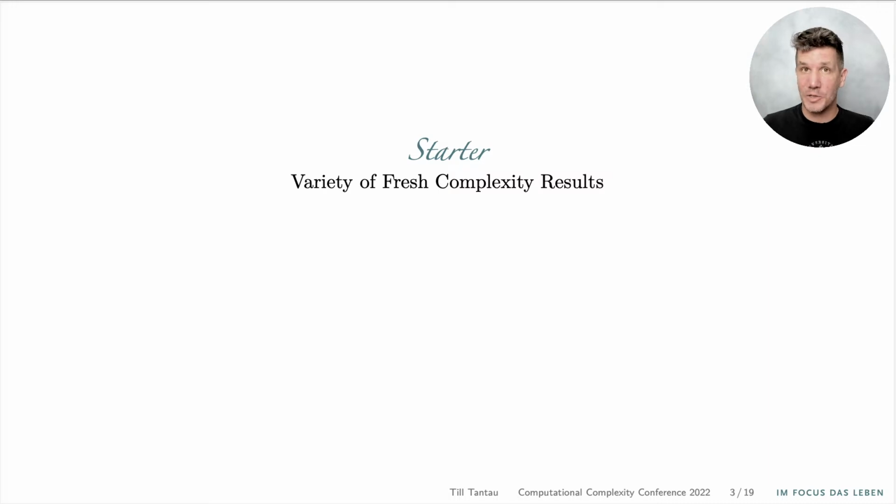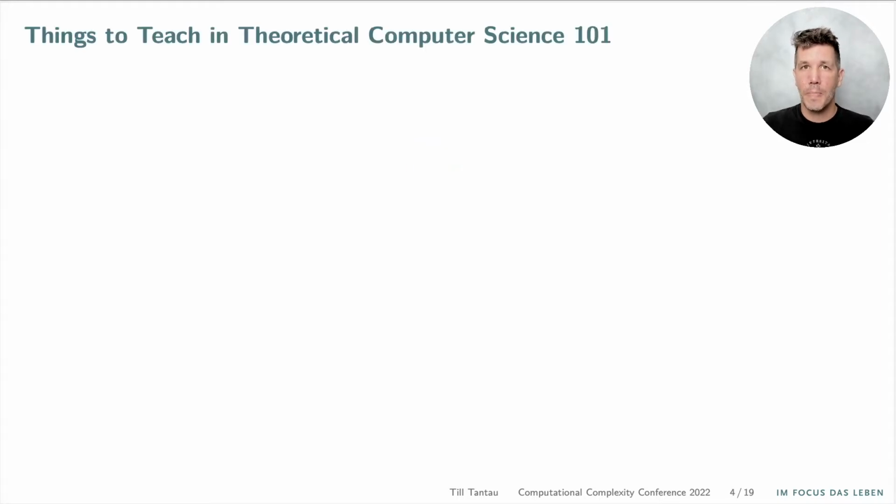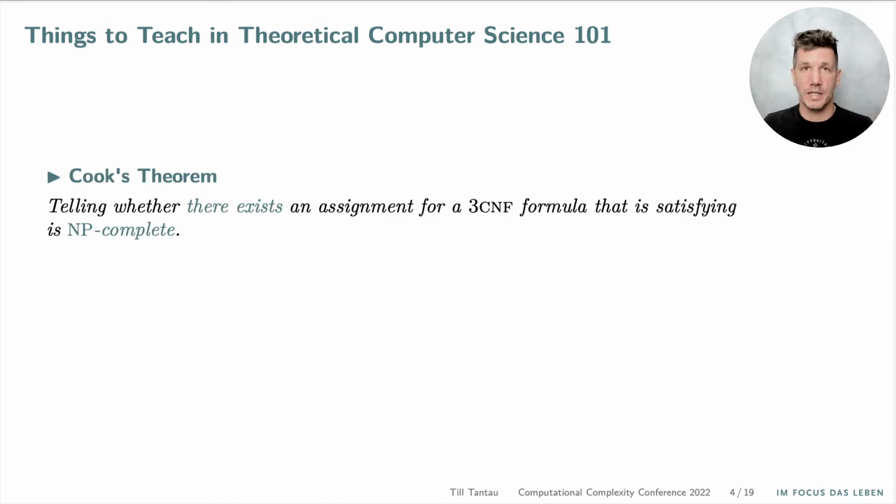Let me begin by serving the starters. These are going to be new complexity results, but they're going to be very basic. Basic in the sense that you could actually teach them in an introductory course to theoretical computer science. So, what are the things we teach in such an introductory course? Well, you talk about automata, formal languages, recursion theory, P and NP, and then sort of the crowning result is usually this.